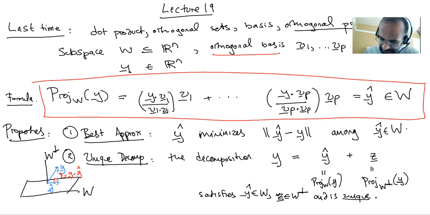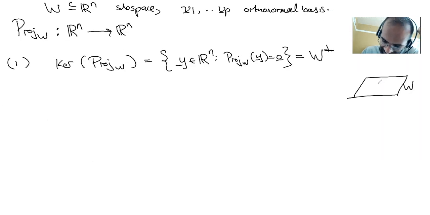And it's sort of intuitively clear from this picture, right? If I have a Y, the only way for me to get zero is if my Y looks like this, and it really is orthogonal to W. So the kernel is just W perp. What's the range?